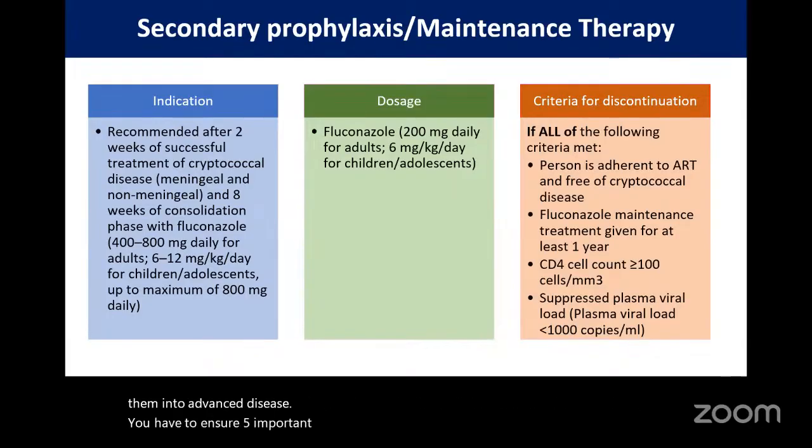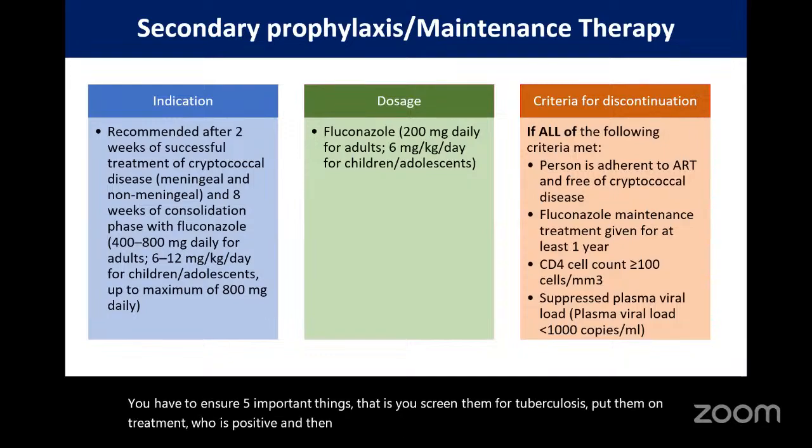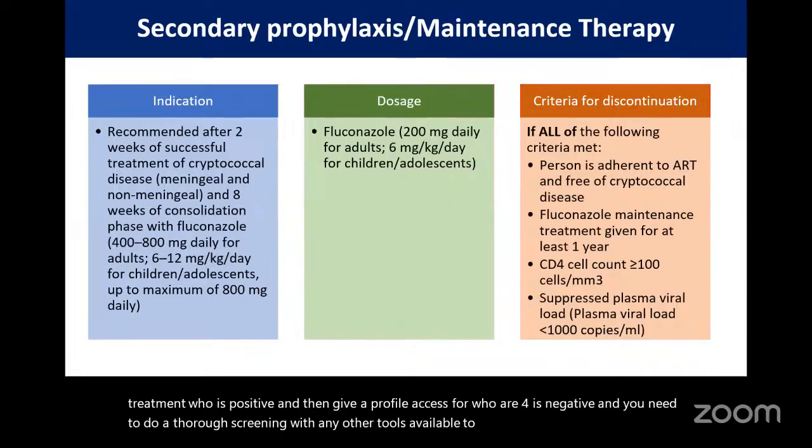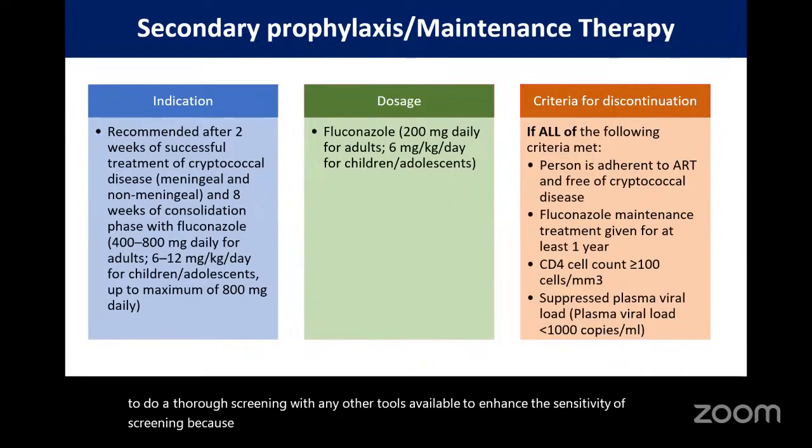That is, you screen them for tuberculosis, put them on treatment those who are positive, and then give a prophylaxis for those who are TB negative. And you need to do a thorough screening with any other tools available to enhance the sensitivity of screening because we do not have LAM within the program.